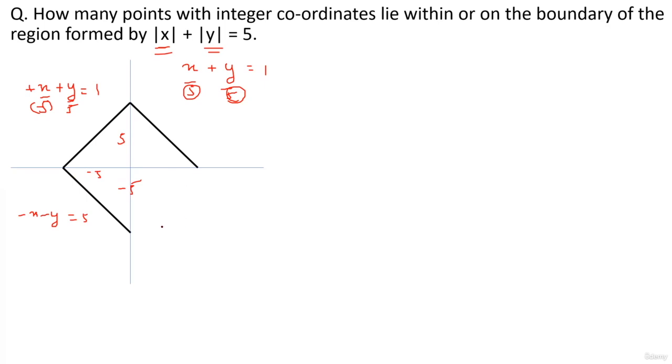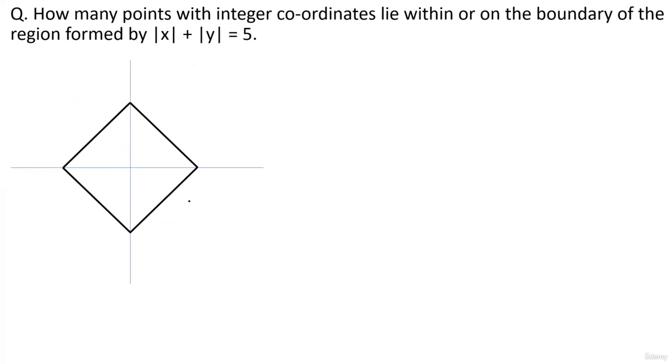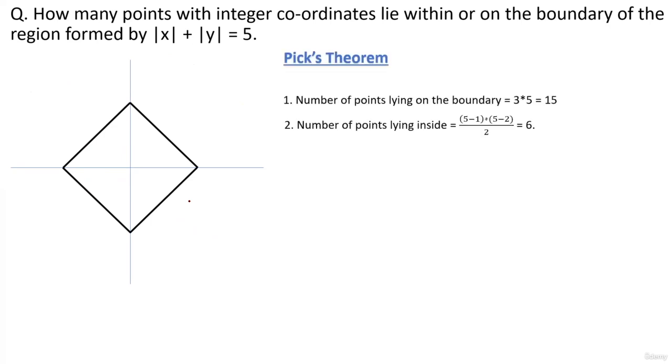And guys, in the fourth quadrant, the x coordinate is positive and y is negative, so x minus y is equal to 5. So that equation will be formed, right? Okay, so guys, one way is you can start counting the points hastily, desperately, like the previous question we solved, or we'll see how to solve this question using Pick's theorem very easily.